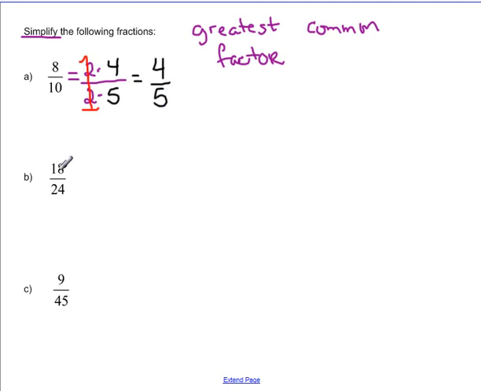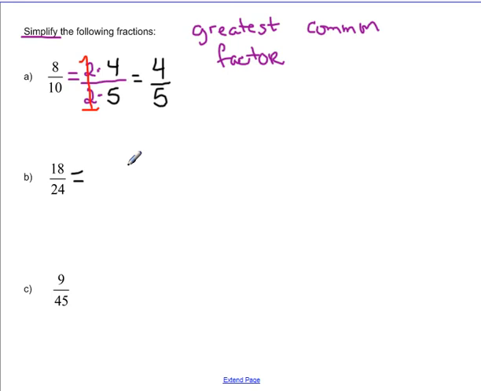In our second problem with 18 over 24, when we start thinking about what's the greatest common factor, well, 18 and 24 have lots of common factors. 2 goes into both 18 and 24. 3 also goes into both 18 and 24. But when I think about all the different possibilities, the greatest common factor is going to be the number 6.